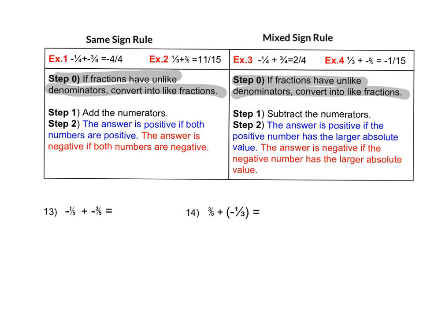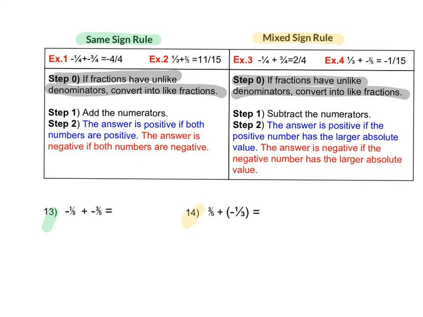Okay, so we're going to highlight the same sign rule green, and we're going to highlight the mixed sign rule yellow, just like we did at the beginning of the video. If we look at problem 13, it's a negative fraction, and we're adding another negative fraction, so those are the same signs. Okay. Problem number 14, that's a positive fraction. We're adding a negative fraction, so those are mixed.